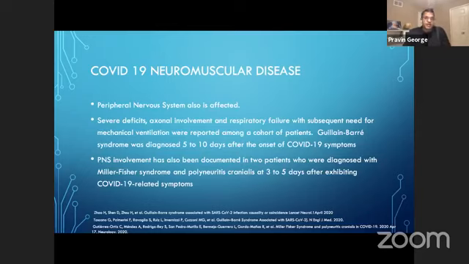But looking at it, peripheral nervous involvement has also been documented in 2 patients who were diagnosed with Miller-Fisher syndrome and polyneuritis cranialis 3 to 5 days after exhibiting COVID-19 related symptoms. And this was very early, out into April. I think we have a case series as well of some of these patients, but it's a very interesting thing that's happening with this.